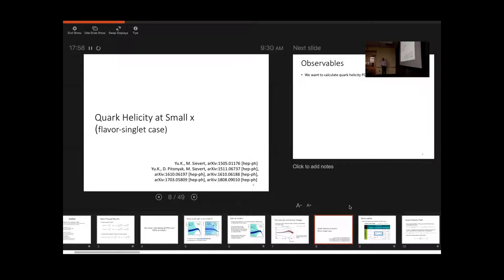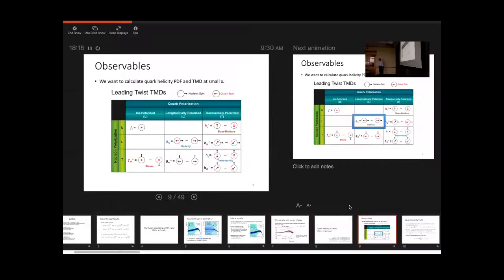Now the question is, how do we calculate those quantities? So let's start with quark helicity, so something like delta sigma. And I'm going to consider the flavor singlet case, which is shown here, right? Del u plus del u bar, del d plus del d bar, del s plus del s bar.